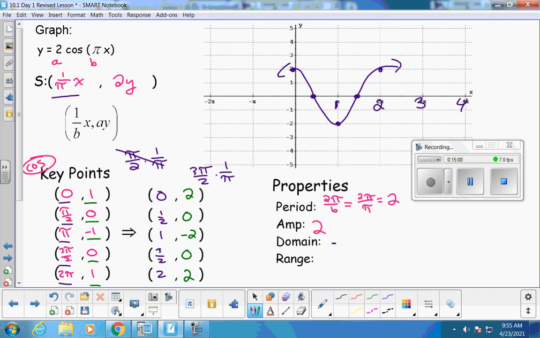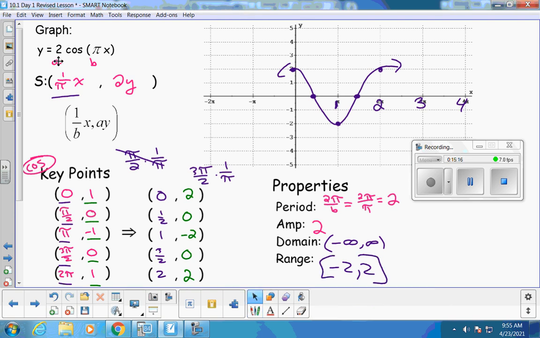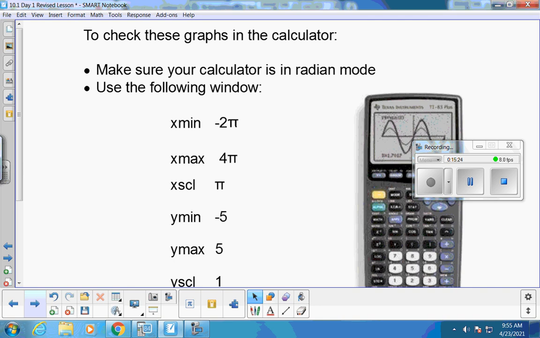My domain is -infinity to infinity, and my range is -2 to 2. That was fun. These are a lot of work, so that's why we're only doing a few graphs today. I think we did 4 total graphs today. But now I'm going to show you a really cool window. This is actually suggested by Mrs. MacDonald herself. A good window to allow you to graph these in your calculator.